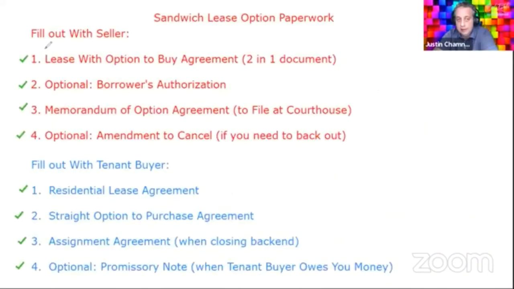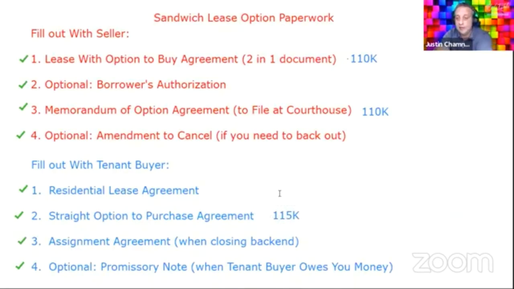So let's run through the scenario real quickly here. We've got paperwork here. We're going to fill out the lease with the option to buy agreement with the seller for $100K. We're just going to use the same example here. We have a borrower's authorization form we could use. Memorandum of option, we're going to file it at the courthouse saying that we have the right to buy this house for $100K. It's going to cloud the title, keep him from selling it to anybody except us and our tenant buyer. We have an optional amendment to cancel if we wanted to back out, but we're not backing out on this. We're moving straight ahead. Lease agreement with the tenant buyer, just a straight lease agreement. Now, a straight option to purchase agreement at $115K.